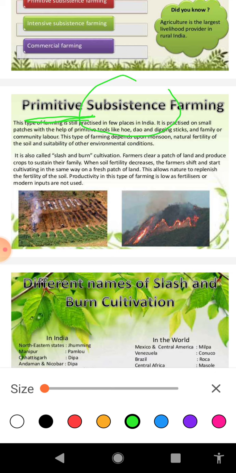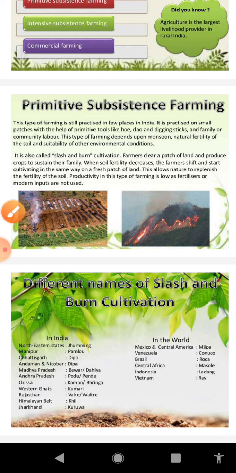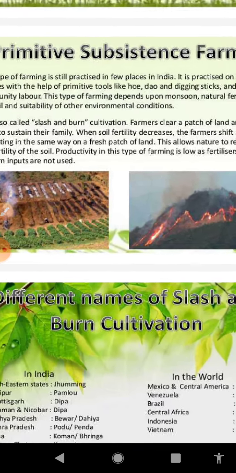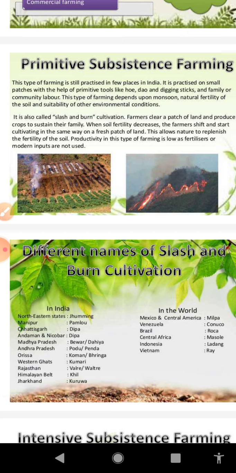Subsistence means the type of farming which is practiced by the farmer for self sustenance, to fulfill the personal need of food. In a very simple sentence, the type of farming which is practiced by the tribal people on small patches of land with the help of primitive tools like hoe, dao, and digging stick is known as primitive subsistence type of farming. From this topic, we will be getting the question: mention the characteristics of primitive subsistence type of farming.